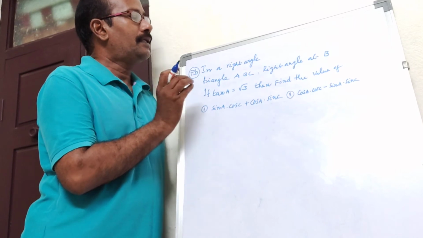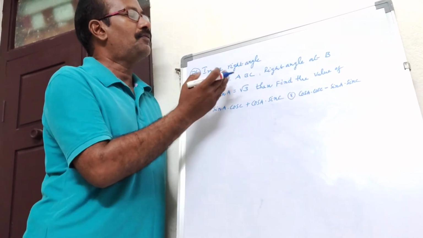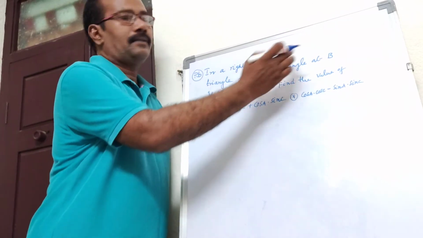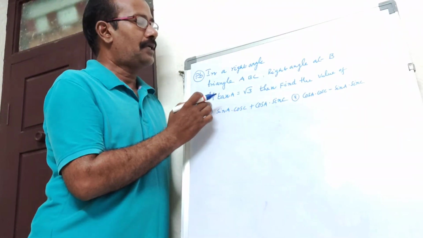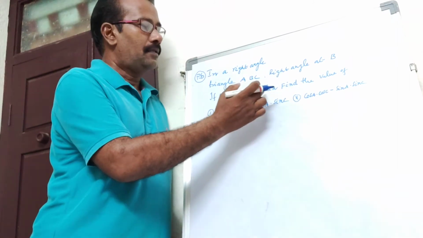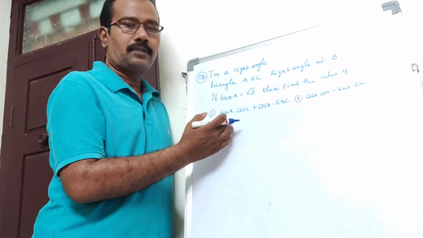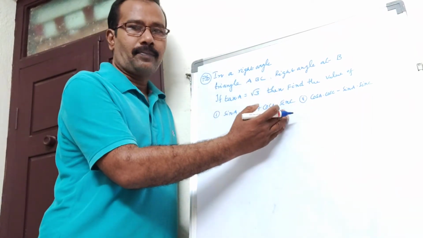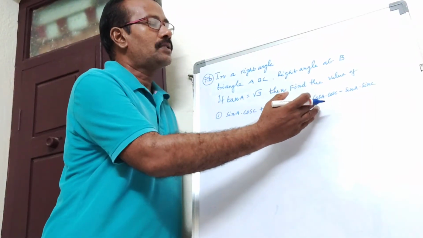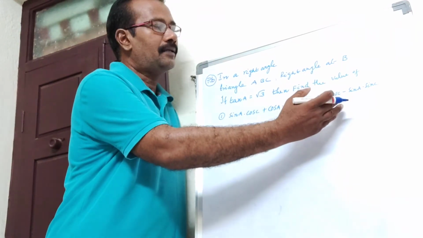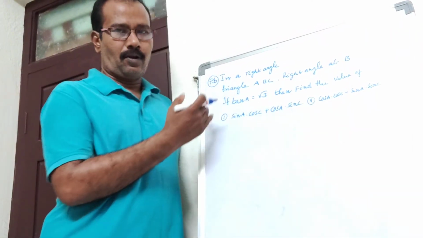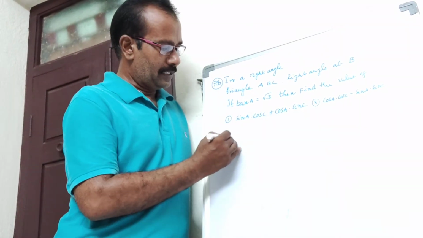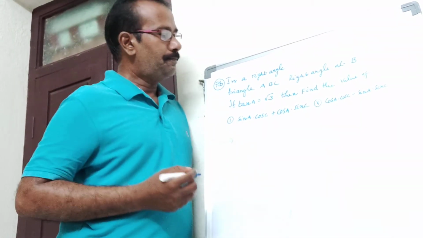In the right angle triangle ABC, right angle at B, if tan A equals root 3, then find the value of sin A cos C plus cos A sin C. Second bit, cos A cos C minus sin A sin C. This is our given problem. How to solve this problem? I would like to explain a simple method.